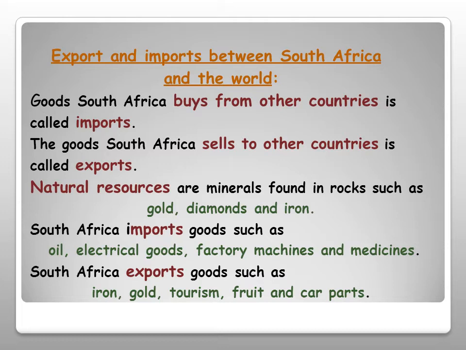So you make a picture for yourself, or you get a piece of paper and you can ask yourself these questions. What we import and what we send to other countries. So what comes in is like oil, electrical goods, factory machines, and medicines. So you make yourself a little table. One side you put imports, one side you put exports. By imports, you're going to write oil, electrical goods, factory machines, and medicines. On the other column, you're going to put exports such as iron, gold, tourism, fruit, and car parts.